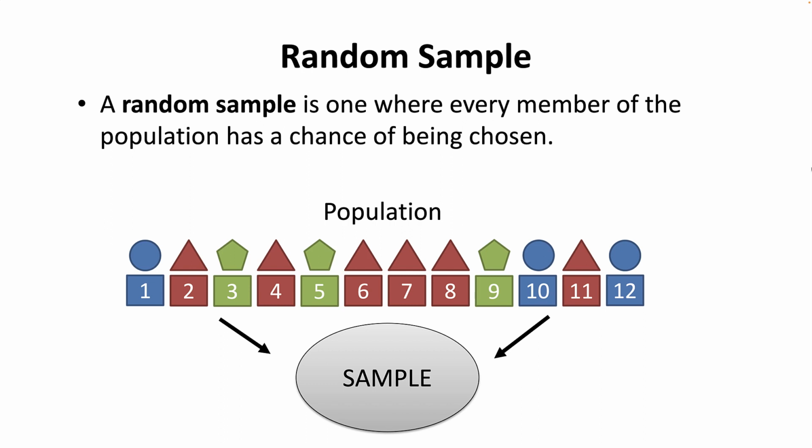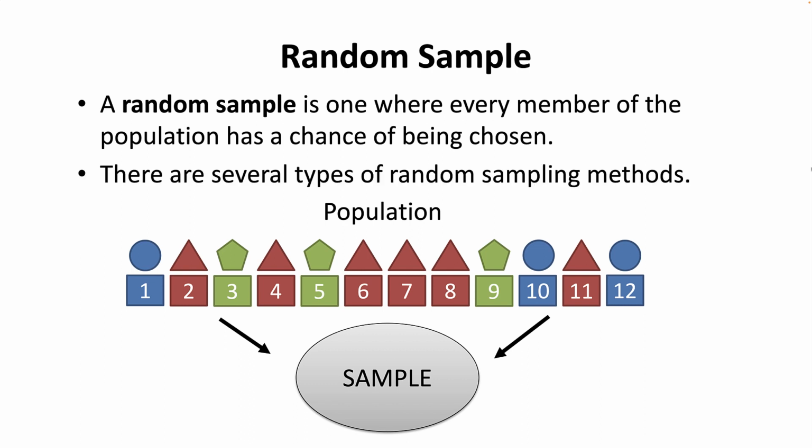And now let's talk about a random sample. A random sample is one where every member of the population has a chance of being chosen. There are several different types of random sampling methods, but the key to having a random sample is that every member of the population has a chance of being chosen. It doesn't necessarily have to be an equal chance of being chosen, but every member has to have a chance of being selected. Let's take a look at some different methods that all involve random sampling.